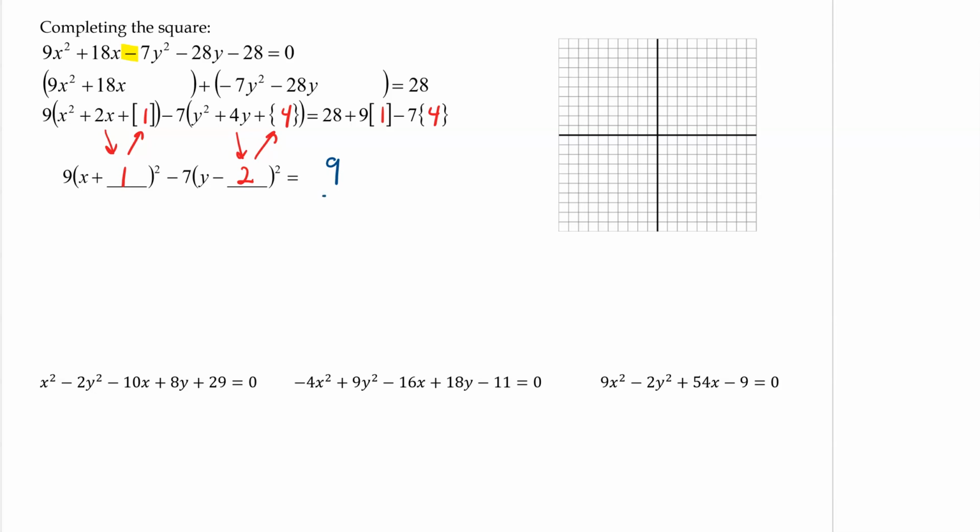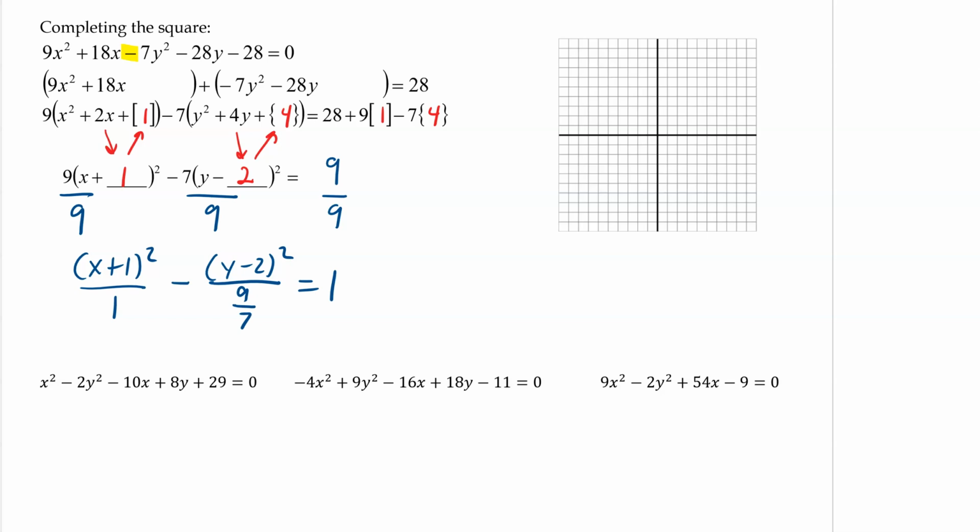All right, and then we rewrite, so we divide by 9, we divide by 9, we divide by 9. So we get x plus 1 squared over 1, and you want to put that there. Y minus 2 squared over, and then remember this is a division here, so this is not 7 divided by 9. The way we have it, we want to write it as 9 divided by 7 equals 1.